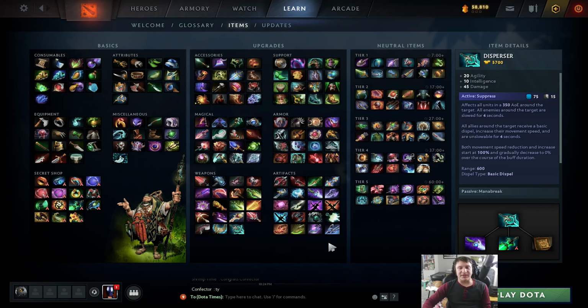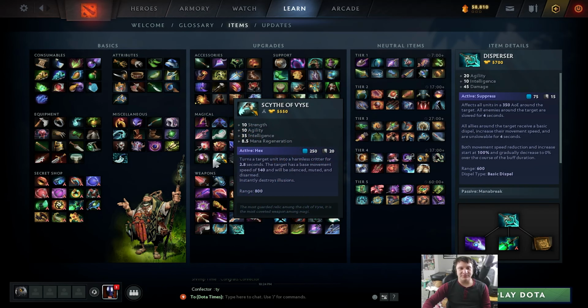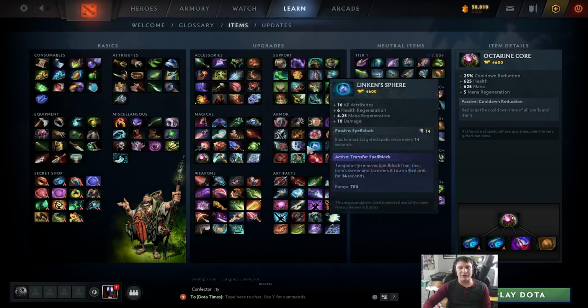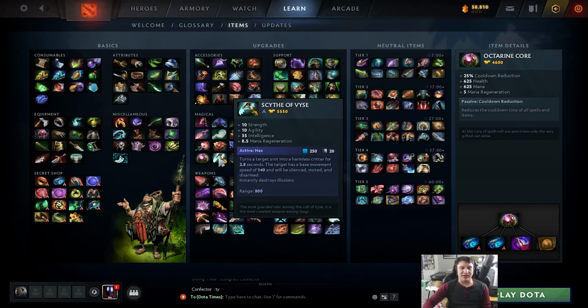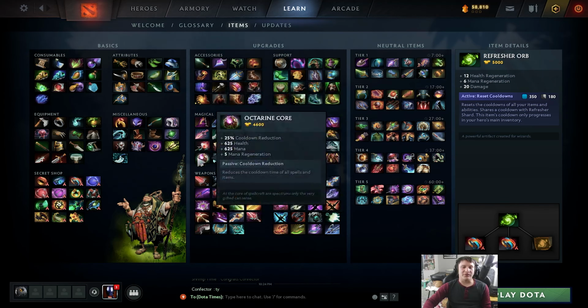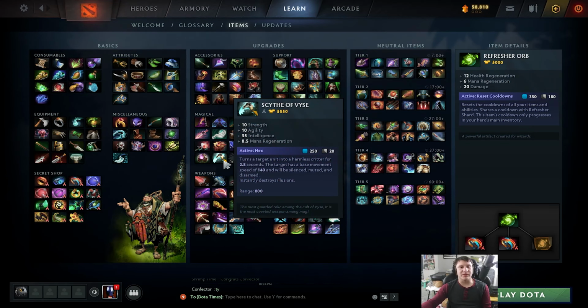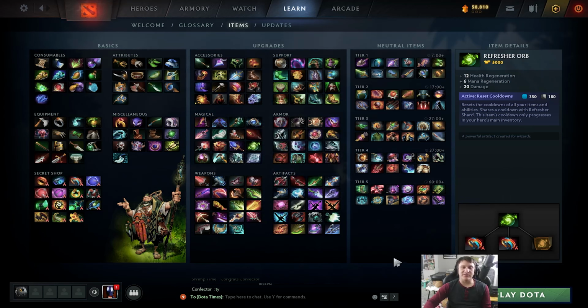Late game items that I think can be quite important, that we were already kind of talking about, are for when we start getting to these big numbers, right? Probably over 4,000 is going to be those mid to late game items, and those are when you're looking at the Refresher Orb. What this does is reset the cooldown of all your items and abilities. It shares cooldown with the Refresher Shard. This item's cooldown only progresses in your hero's main inventory, so you can't put it in your backpack. Octarine Core gives 25% cooldown reduction to everything, spells and items. And then Sheepstick or Scythe of Vyse turns the target into a hex.